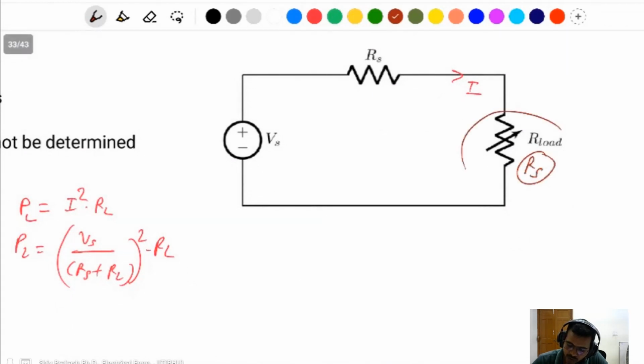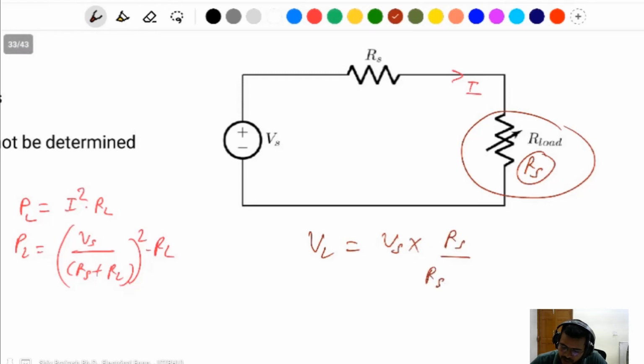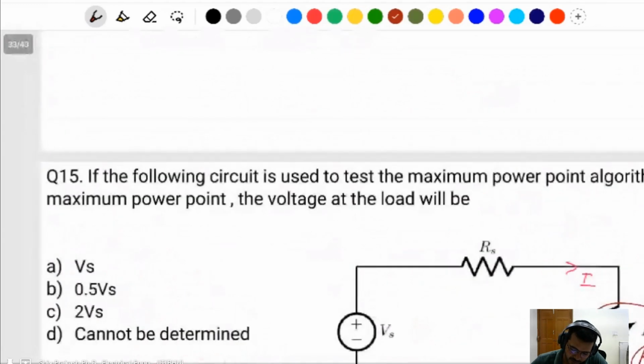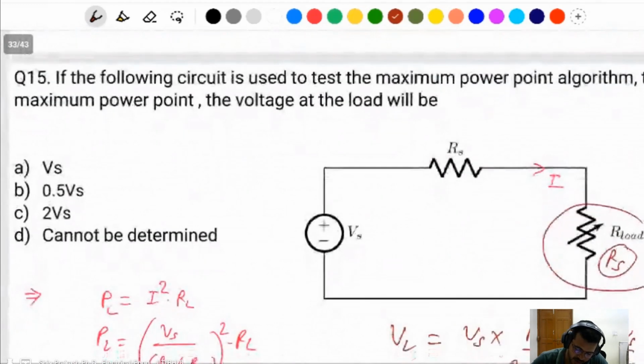Then what will be the voltage across the load? By the voltage divider rule, VL is equal to the total voltage Vs times that resistance divided by the total resistance, which gives Vs divided by 2, so 0.5 Vs.